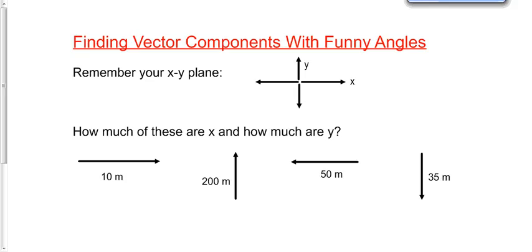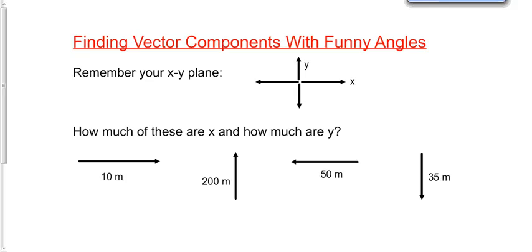What if we're trying to find the sum of vectors, but they're not at 90 degrees to each other? It's not 10 meters to the north and then 20 meters to the east. What if they're at some kind of funny angle? By a funny angle, I mean something other than 90 degrees. We've still got to find components like we did in the last set of examples. But this time the components are a fair bit more difficult.